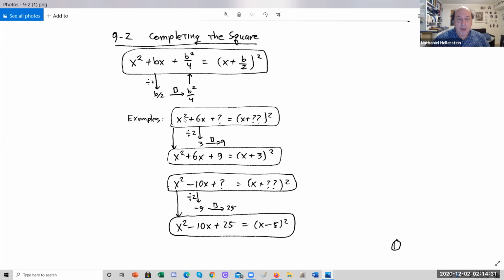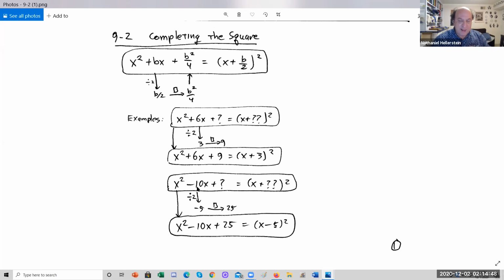For example, x squared plus 6x plus what equals the square of x plus what? So what we do is take half of this 6, that's a 3, square that, that's a 9. We put the 9 here and the 3 here, and we get that x squared plus 6x plus 9 equals the square of x plus 3.